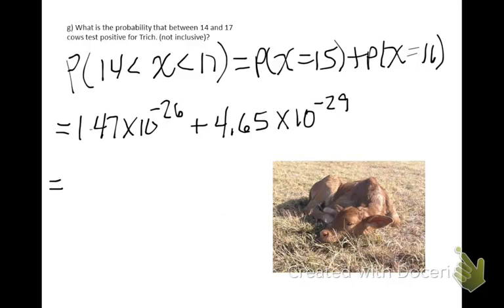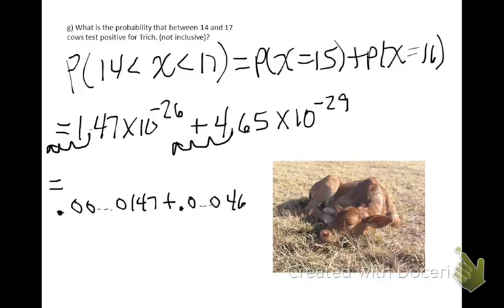So what you really have is 1.47 with the decimal moved 26 times to the left. That's a string of 25 zeros, and then the number 147. For the second one, the negative 29 means move the decimal place 29 places to the left. That's a string of 28 zeros, and then the number 465. This number is so small, you might as well say that the probability is 0.